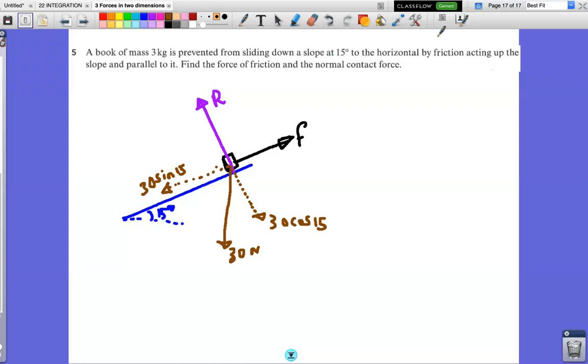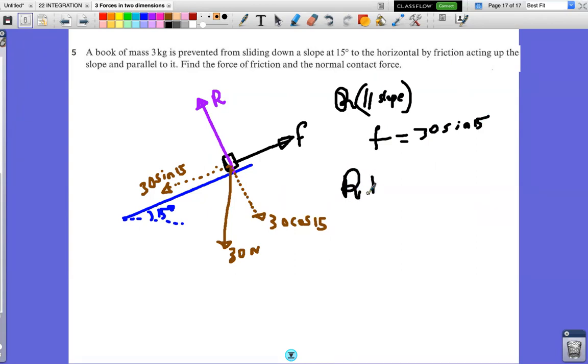From here, we are done. We can resolve first parallel to the slope. Since the book is not sliding down, it means the frictional force must be equal to this component of weight. So we'll have F equal to 30 sine 15. Next, we resolve perpendicular to the slope.